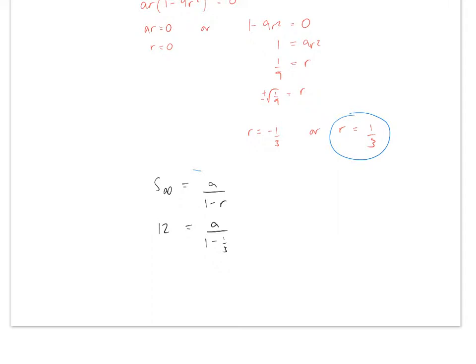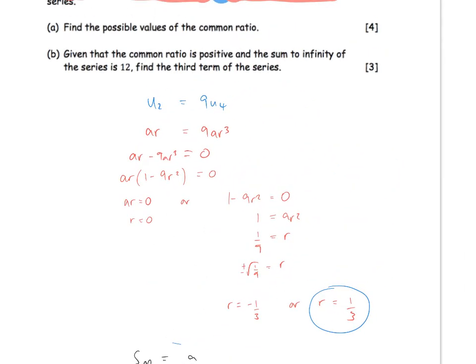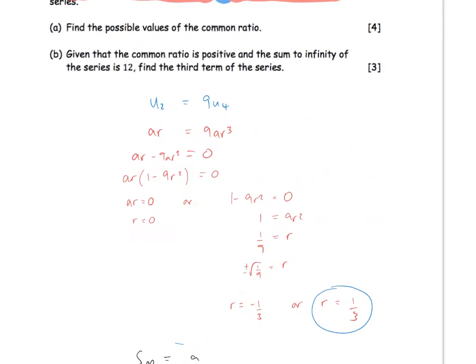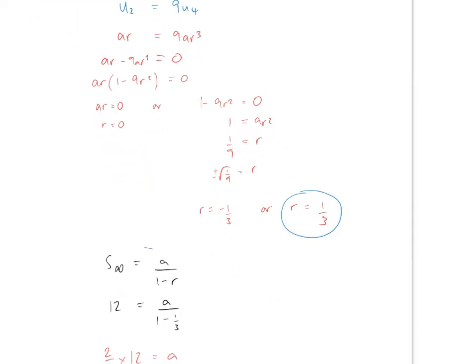This bit by here is 2/3. It's divided by 2/3, so I'm going to bring that over here to be 2/3 times by 12 is equal to A. And then 2/3 of 12 is 8. So 8 equals A. Now I know A and I know R. I was actually asked in the question to go and find the third term of the series, which, like I said, I'm terrible usually at that, so make sure you're answering the question. So find the third term.